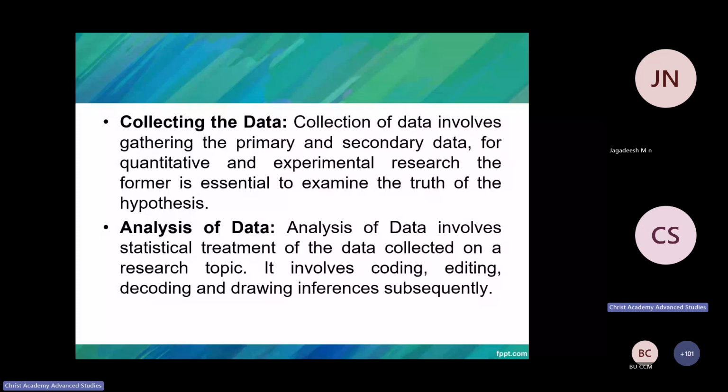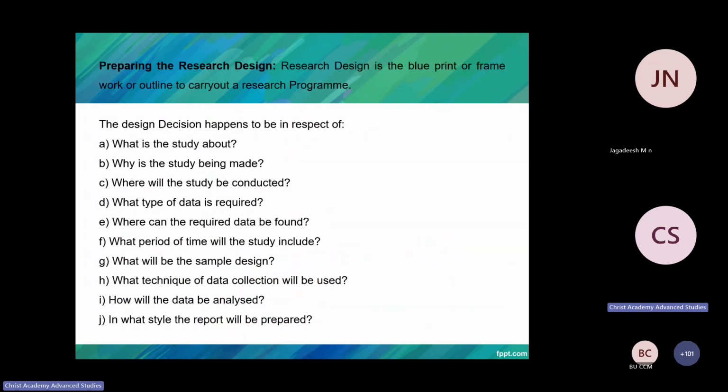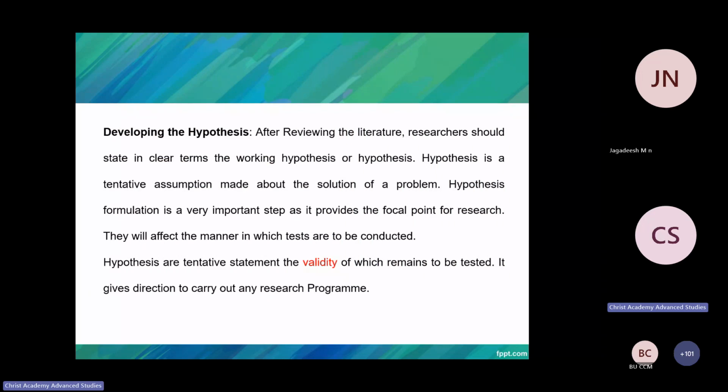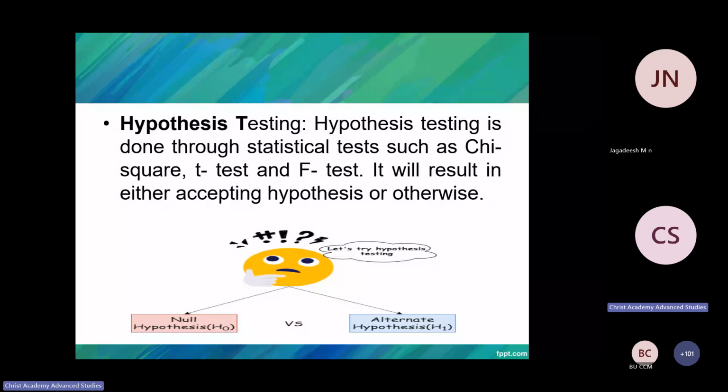Once the analysis of the data is done, the next step is hypothesis testing. In the third step, we developed the hypothesis. Here I had made two statements, the null hypothesis and the alternative hypothesis: there is no significant relationship between family income and family expenditure, and there is a significant relationship between family income and expenditure. These were the two tentative statements I made at this stage. So we have developed the hypothesis, and once it is developed, it has to be tested.